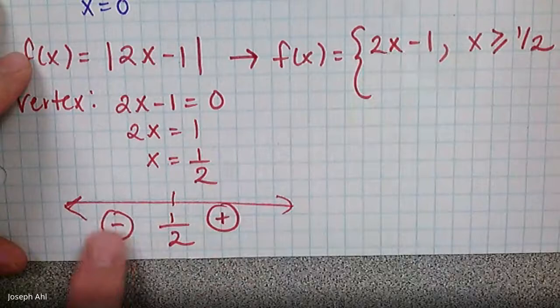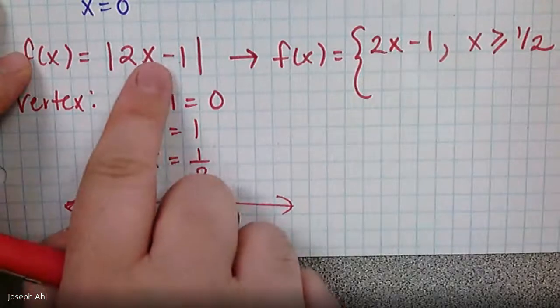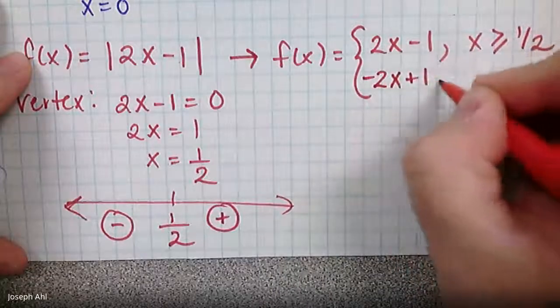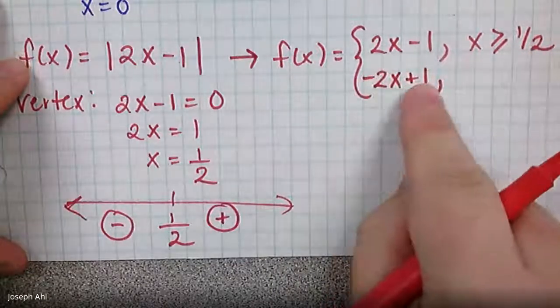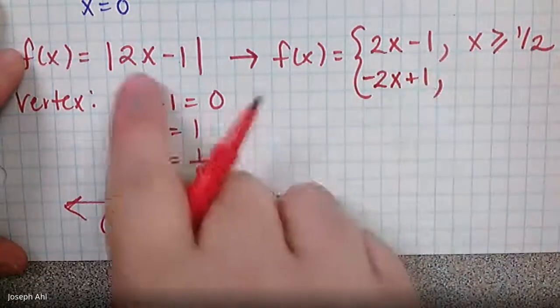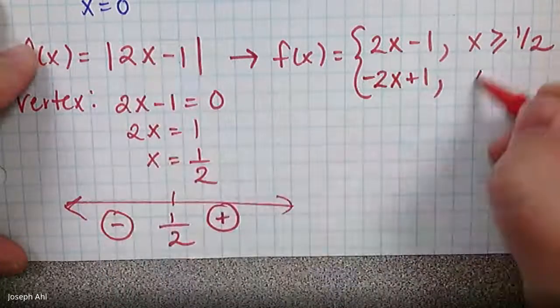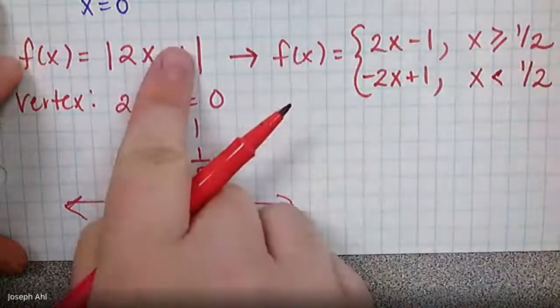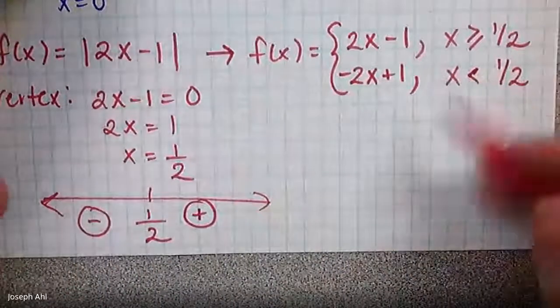But since whatever I plug into the left of 1/2 would make this a negative quantity, when I drop those absolute value bars, I'm going to negate it and say we're going to get the line negative 2x plus 1, right? Negate both parts there, when x is less than 1/2. And that is a way to take this absolute value and write it as a piecewise.